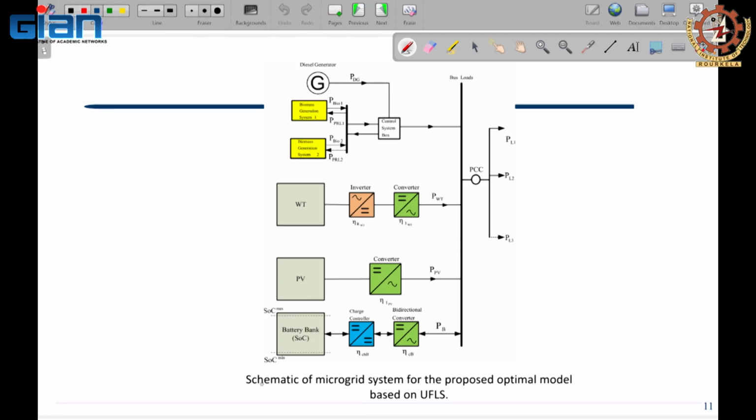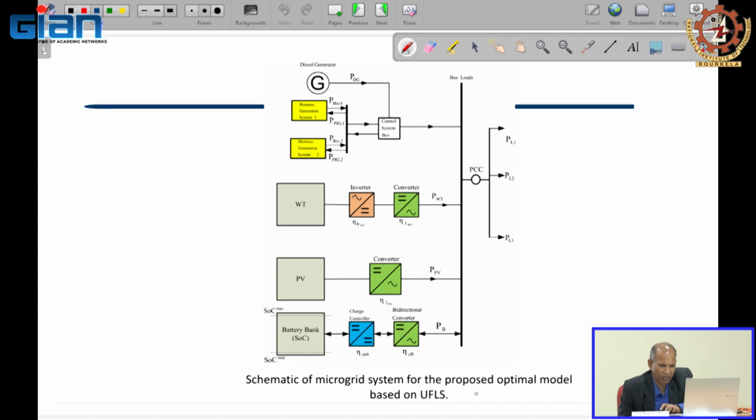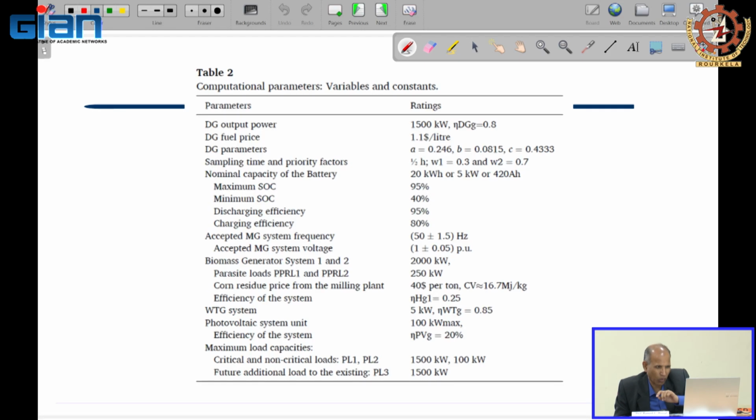This is the schematic diagram of the microgrid system that is proposed under the optimal model based on under frequency load shedding. It comprises the wind system, photovoltaic systems, and the battery storage system. Then of course it has two biomass generators, and then we have the diesel generator. So this is a microgrid system.